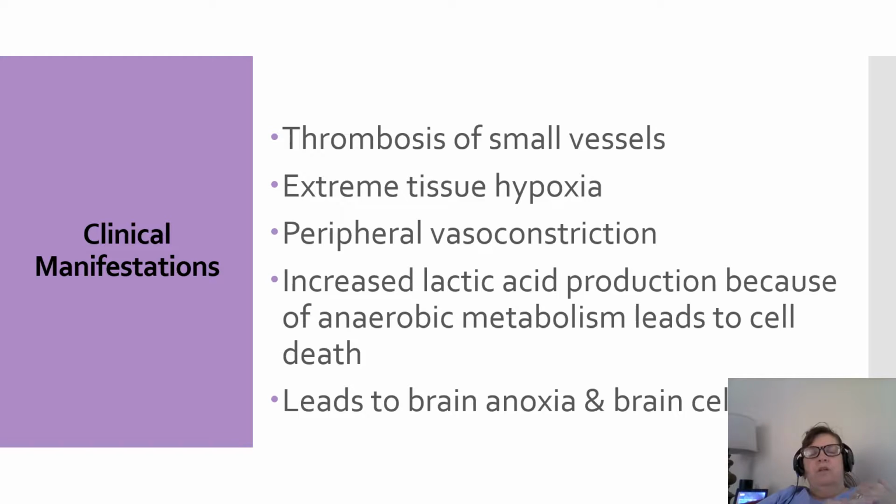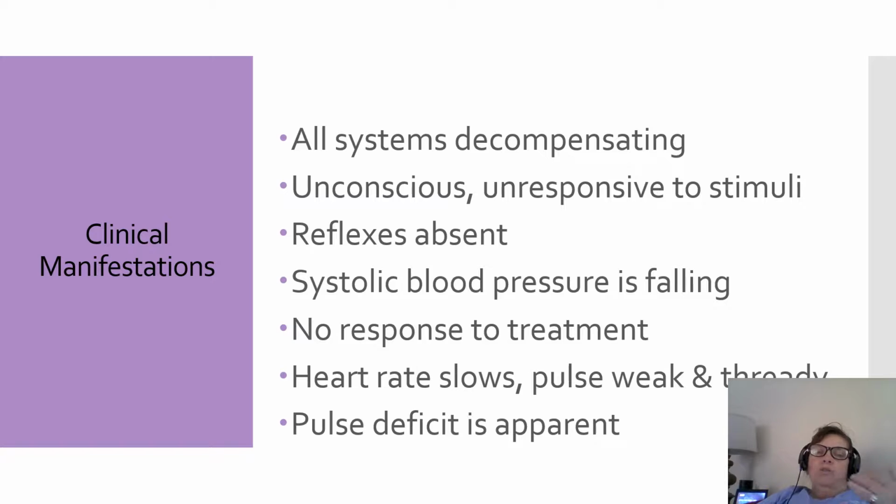Clinical manifestations include thrombosis of small vessels, extreme tissue hypoxia, and peripheral vasoconstriction. There's an increased lactic acid production because of anaerobic metabolism, and that leads to cell death, which then can lead to brain anoxia and brain cell death. All systems are starting to decompensate. Patients are unconscious and unresponsive to stimuli, reflexes are absent, systolic blood pressure is falling, and there's no response to treatment.